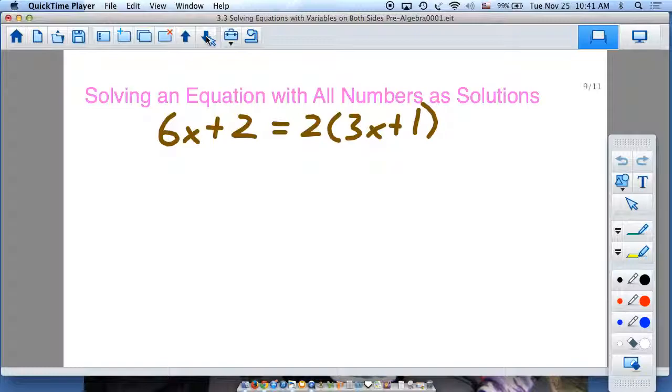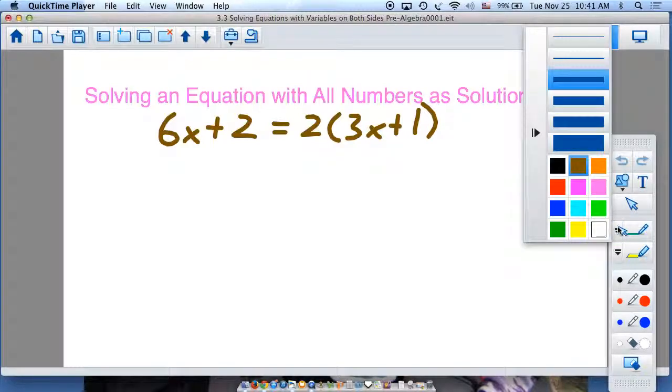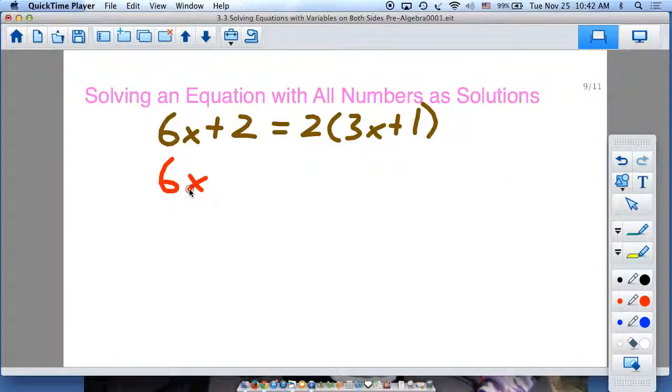Now we also have tricky questions where any number can be substituted in for the variable, and all numbers could be a solution for this equation. These problems come out looking like this. So in this example, we must distribute our 2 to the 3x plus 1 on the right side. So I'm going to bring down 6x plus 2, and then I distribute. Kind of tricky, because when I see this, I see that both sides of the equation look exactly the same. 6x plus 2 equals 6x plus 2.